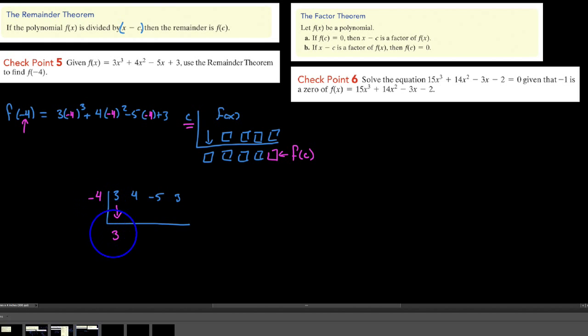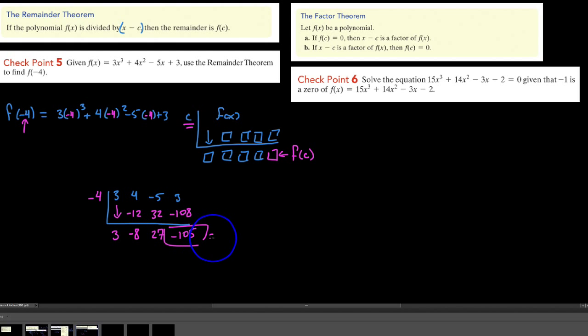So -4 times a +3 is -12. -12 plus a +4 is -8. -4 times a -8 is a +32. -5 plus a +32 is 27. And -4 times 27, a positive times a negative, is a negative, and we get -108. Then adding another 3 gives -105, if I've done my mental math correctly here.